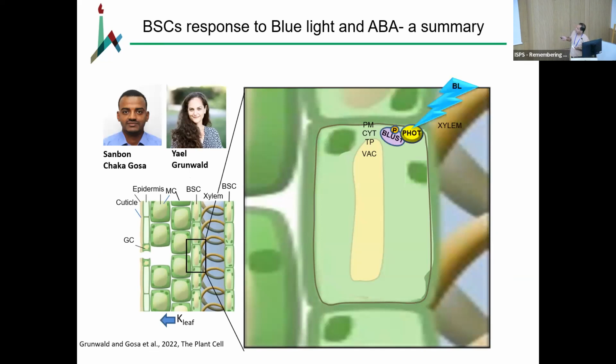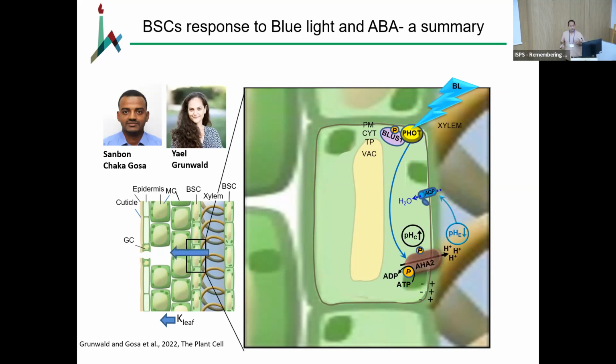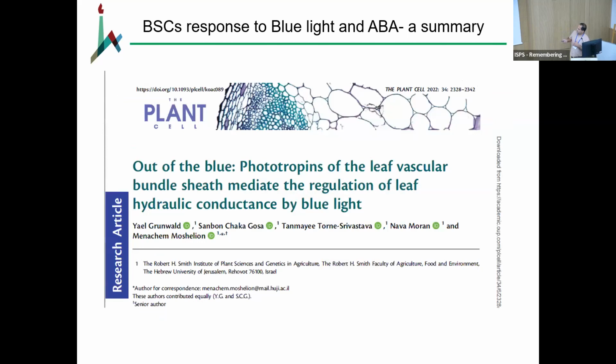And when we knock out the HOT genes, I'm not going through the details, and we use blockers and use red light and blue light, we could prove that the blue light activates the HOT genes in the bundle sheath, which activate the AHA2, and this changes the polarization of the membrane. The pH in the xylem then activates the aquaporins, and this increases the water flux through the membrane, and thus increases the water permeability. This is under well-irrigated conditions. Under stress, by the way, this was published. If you want more data, this is why I'm running so fast.